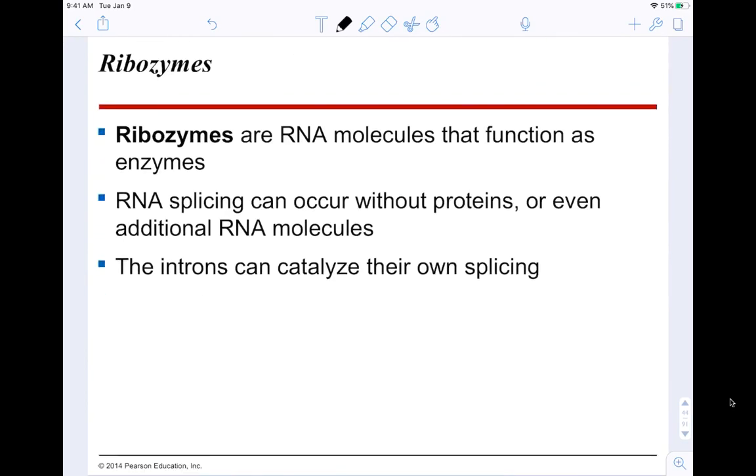Ribozymes are RNA molecules that function as enzymes. That makes sense: ribo for the sugar that's in RNA, and then enzymes, so ribozymes. RNA splicing can occur without proteins or even additional RNA molecules. The introns can catalyze their own splicing in some cases as well.